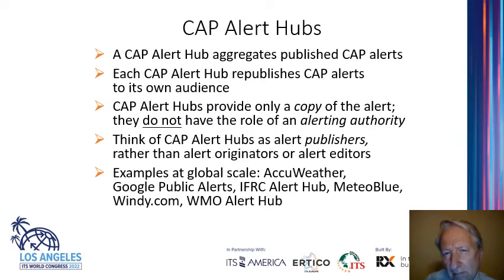Yet, the CAP alert hubs provide only a copy of the alert. They do not have the role of an alerting authority. Think of CAP alert hubs as alert publishers rather than alert originators or alert editors. CAP alert hubs at global scale specific to weather include AccuWeather, MeteoBlue, Windy.com, and three others that aggregate all types of hazards include Google Public Alerts, the IFRC Alert Hub, and the WMO Alert Hub.